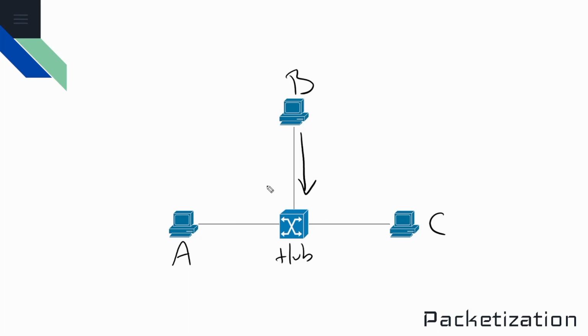So we have host B, and right now host B is communicating on the wire. Now we have host A and C, and they want to communicate as well, but they can't because host B is currently transmitting. So at some point, host B is going to be done, and host A and C are going to realize that.